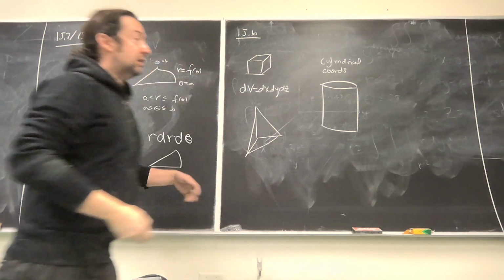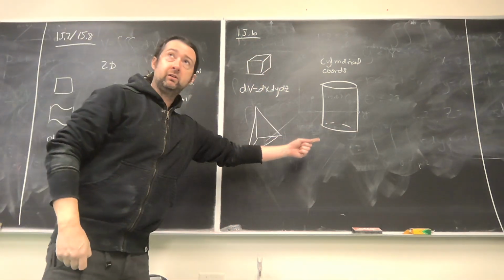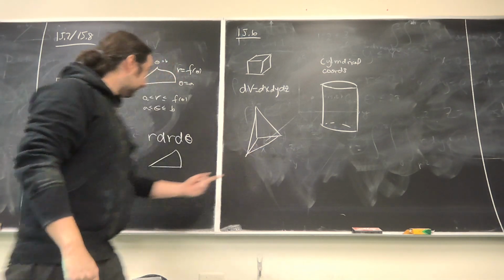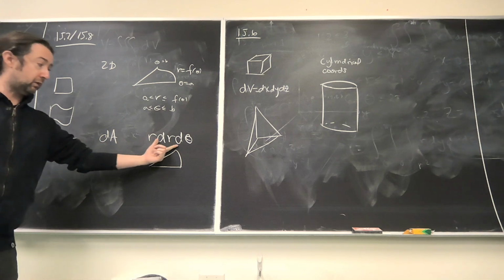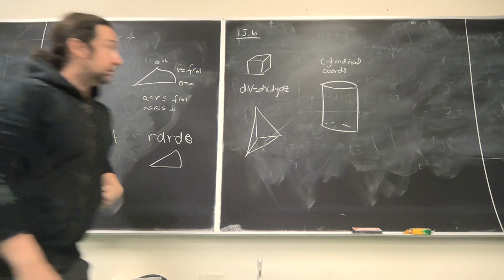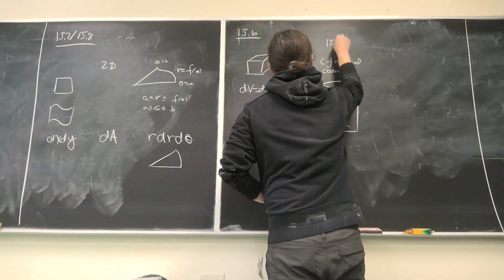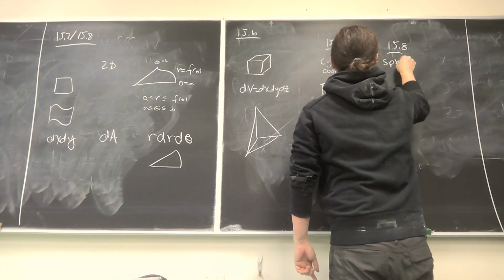And the idea is, if I'm integrating over a region in 3-space that looks more like a cylinder than something bounded by flat stuff, maybe I shouldn't be using rectangular coordinates. Maybe I should be using something that takes advantage of the fact that there are circles running around. This is the subject of 15.7. And then 15.8 is about spherical coordinates.